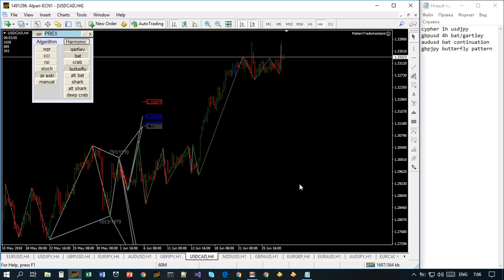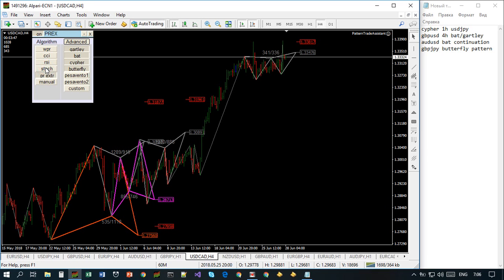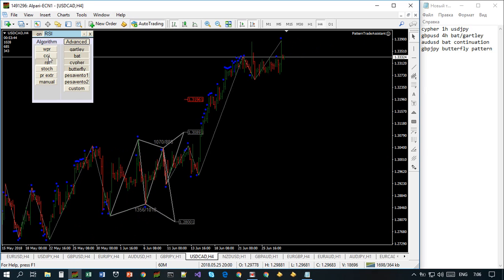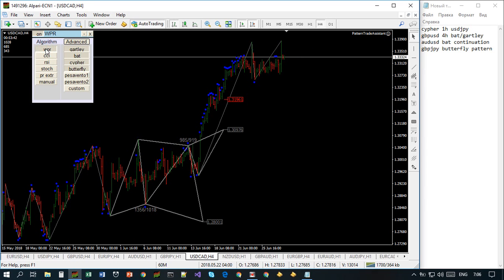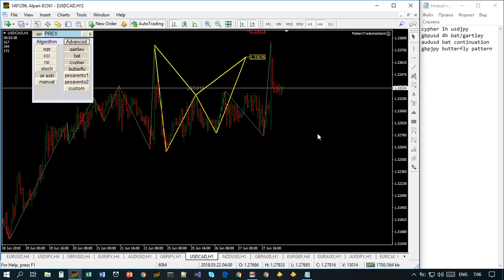Dollar Canadian 4 hour. Nothing. Okay, advanced formation butterfly, price extremes not supported by other algorithms. Let us switch to 1 hour.